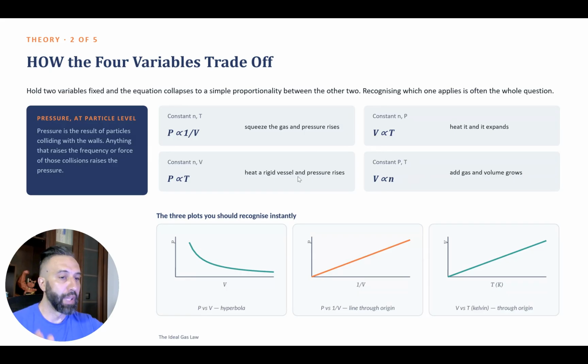And you can see most of the possible situations here: when N and P are constant, then V is proportional to T; when P and T are constant, then V is proportional to N. And here we have just a graphical representation of these things. So P and 1 over V are directly proportional, right? V and T are directly proportional, but P and V are not directly proportional, because P is directly proportional to 1 divided by V, right? So, these are not that important because I will show you how to do this without memorizing all this.